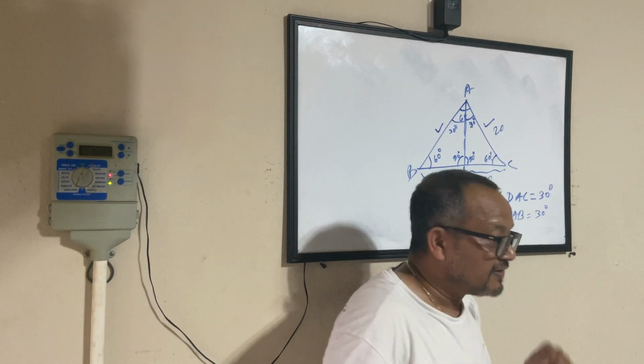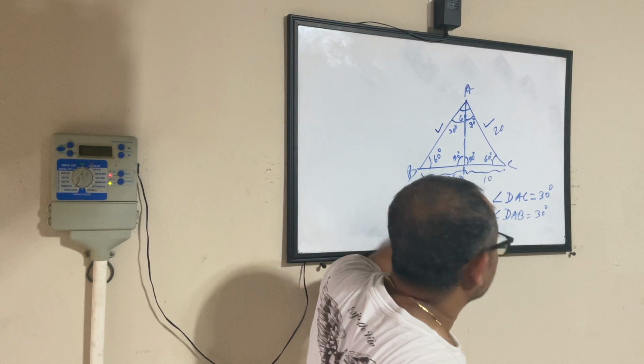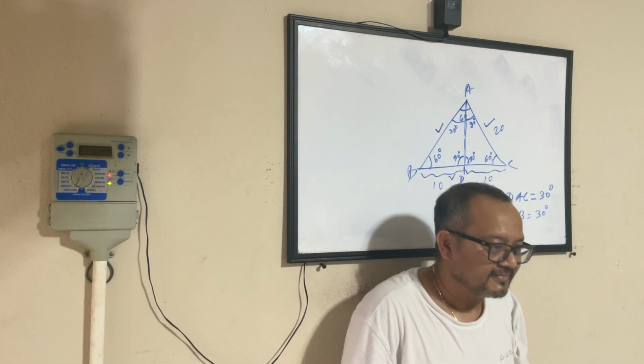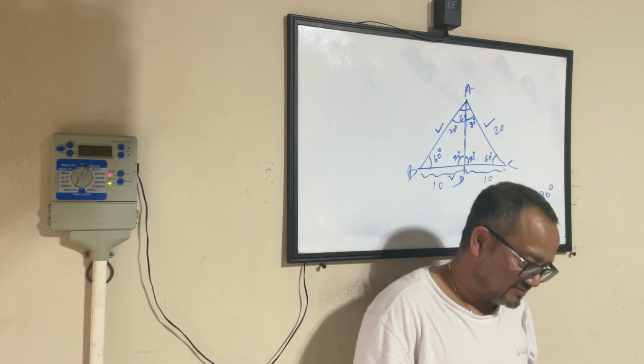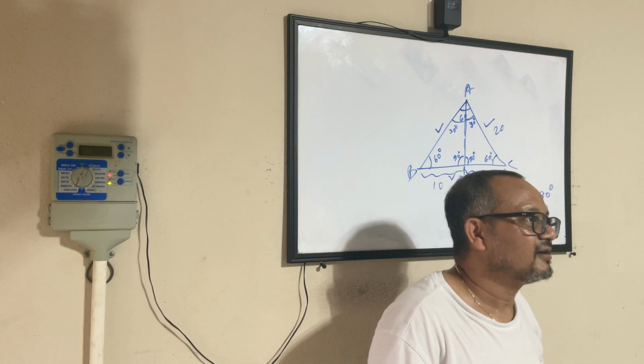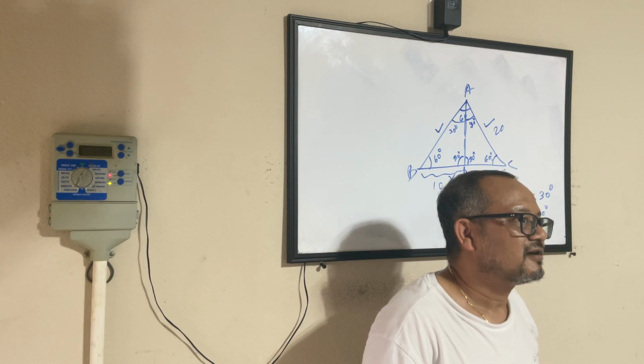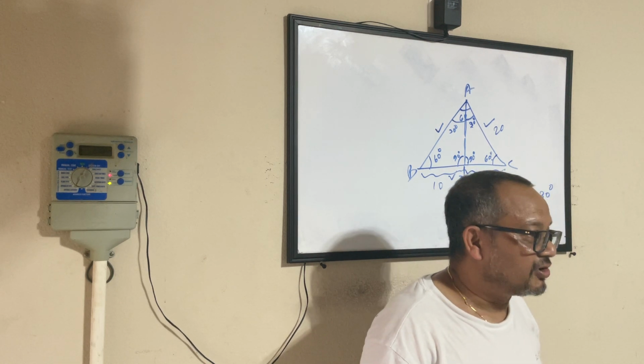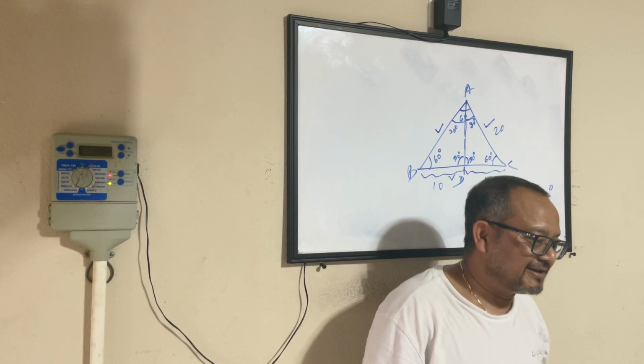But that still doesn't convince me that this and this will be the same. Yes, Deepika. What we can do is use the properties of the 30, 60, 90 triangle. So that is trigonometry. I am not going for trigonometry. Still I am trying to prove that. How will I do that?